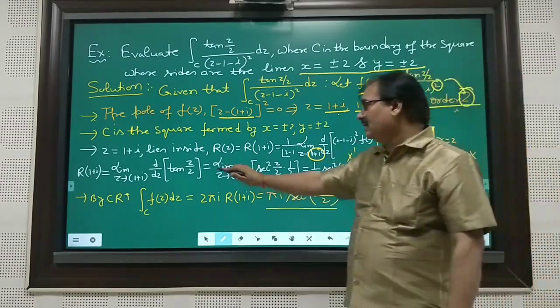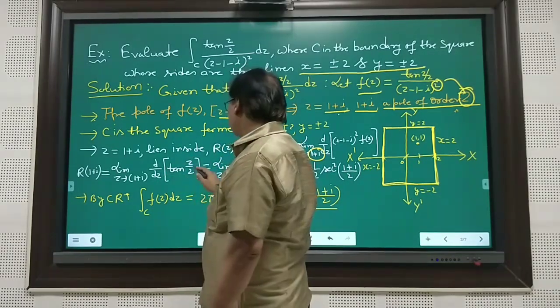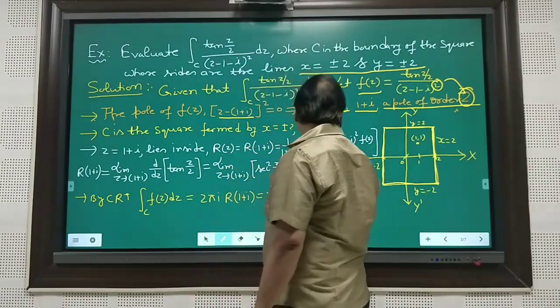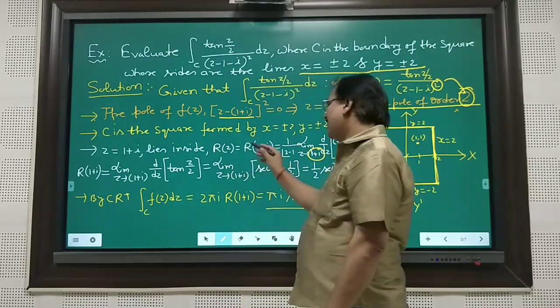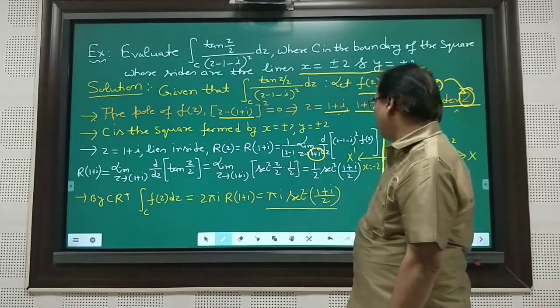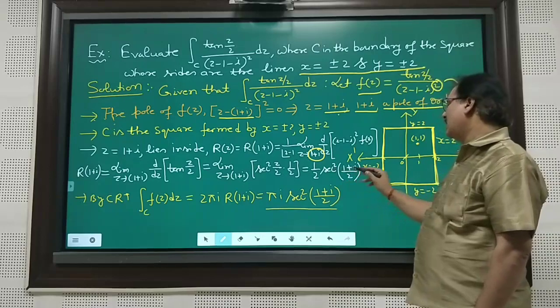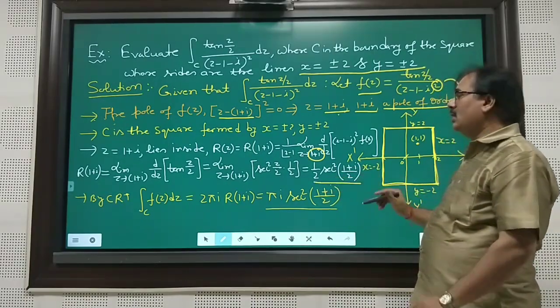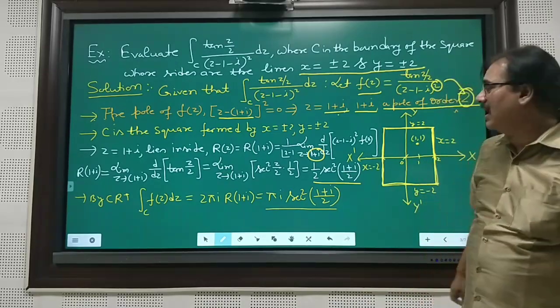Now simplify this. The limit z tends to 1 plus iota, d by dz, you will get this. This is tan(z/2). This is a simple differentiation, and then limit z tends to 1 plus iota. What is this differentiation part? You will get 1 by 2 sec square (z/2), and after putting the limiting value, you will get half of sec square ((1 plus iota)/2). So in this way, you will calculate the residue of f at 1 plus iota.